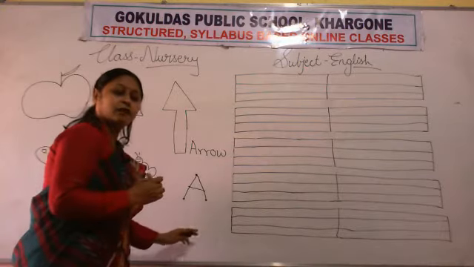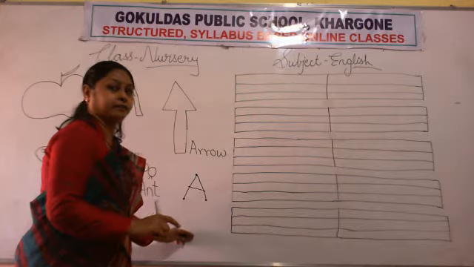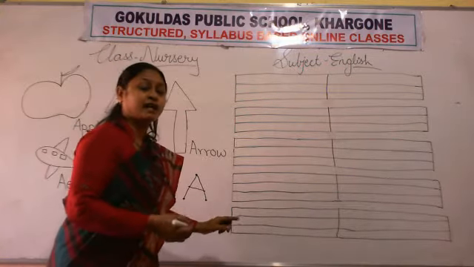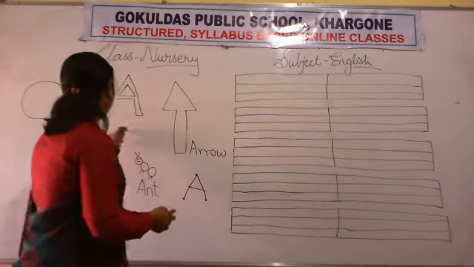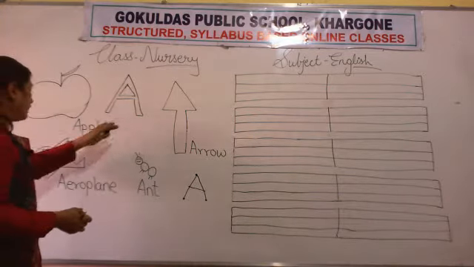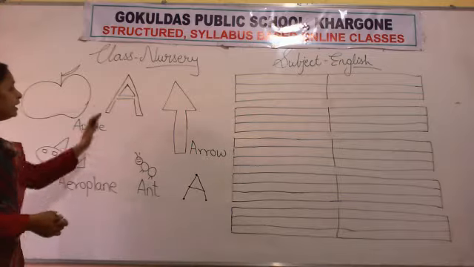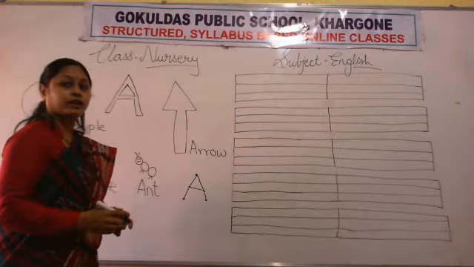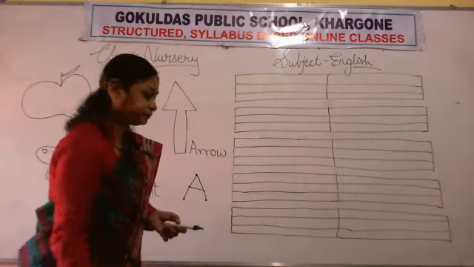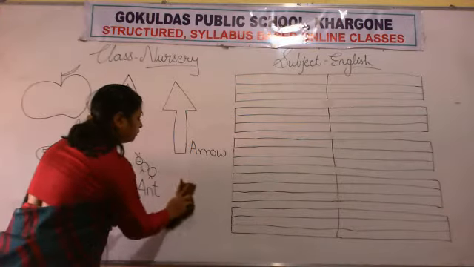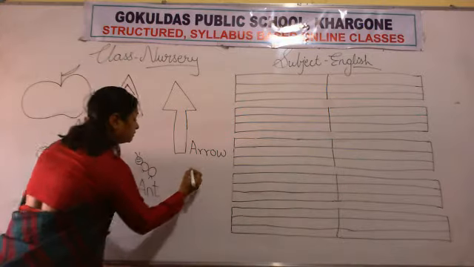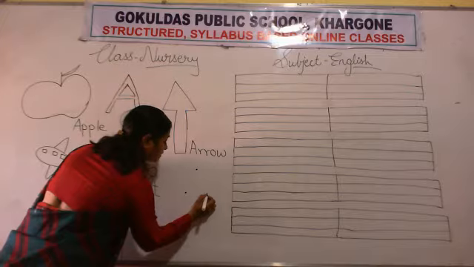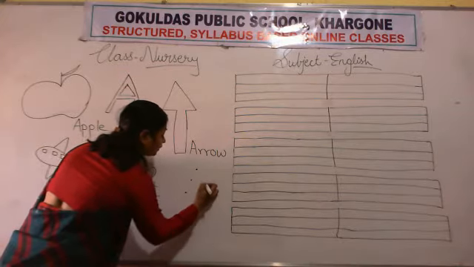So which letter will form? Letter A. Which letter is this? Letter A. You also say A. A for apple, A for aeroplane, A for ant, A for arrow. Okay, A for alligator. Again look here, all of you. Fold your hands and sit properly and look at the board.